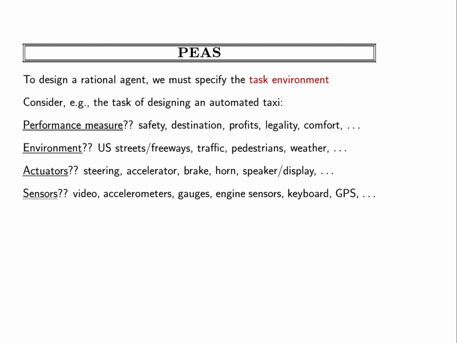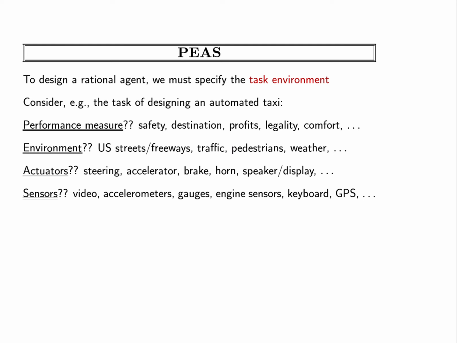In performance measure, we are supposed to measure safety, reaching the destination, and how comfortable the automated taxi makes you. The environment is street, traffic, pedestrians, and sometimes even weather also acts as an environment. If the weather is smoky or foggy, we are supposed to drive slowly. Also, it has two more components: actuators and sensors.